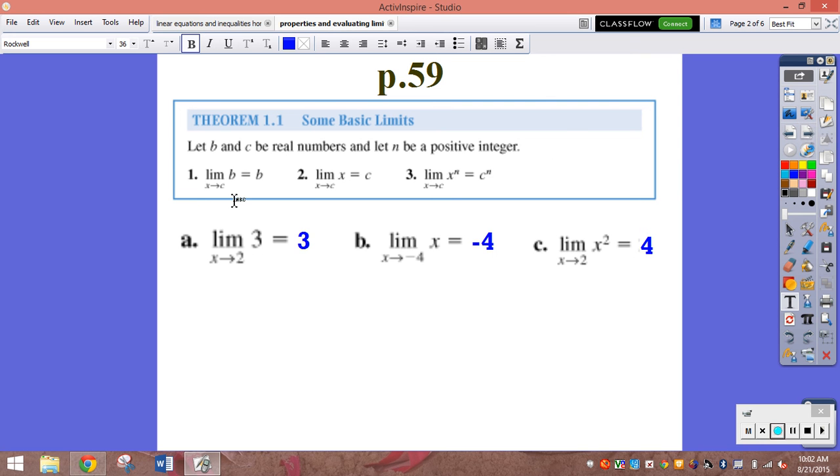So with the exception of this first case, where if you have a constant, the limit equals the constant, in the second and the third case, the main idea is that you evaluate through substitution. So if you have some variable as part of your function, what you do to evaluate is you just take what x is approaching and substitute it in. So in this case, we have the limit as x approaches c of x equals c. It's just direct substitution.